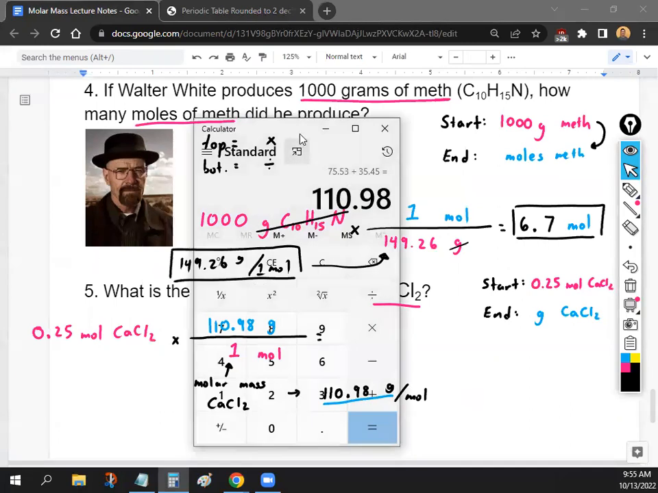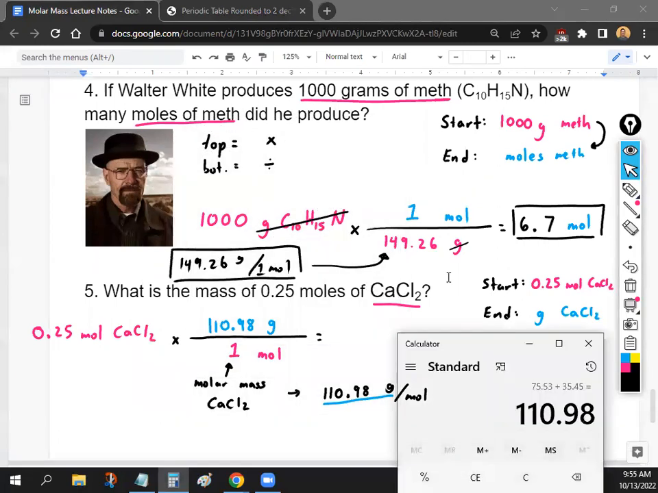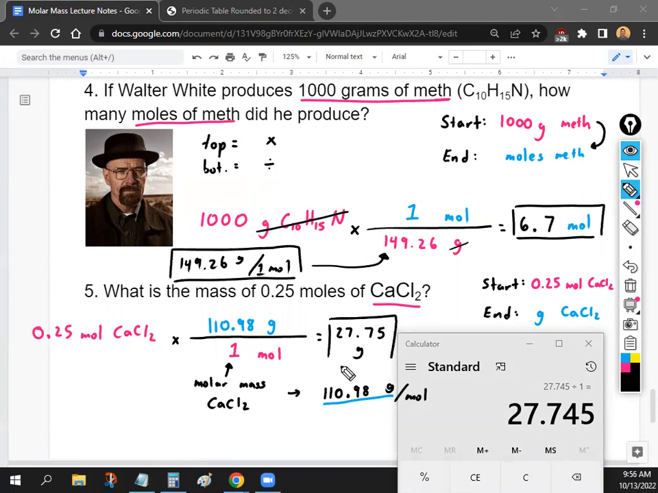Okay, let's do the math and then we'll move on to the last problem. So our starting number is 0.25. And then so what should we do with 0.25 and 110? Yeah, you want to multiply because they're both on top. So whatever numbers are on top, we multiply. And we can divide by the 1 if you want, but it's going to be the same number. So our final answer is going to be 27.7, and then we can round that to 5. So there you go. That's how many grams are in 0.25 moles.